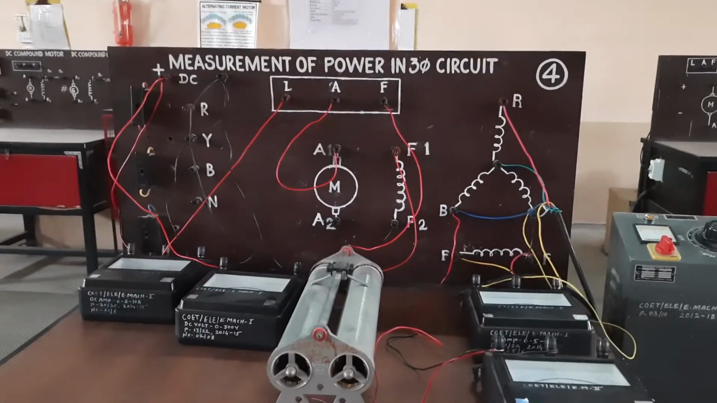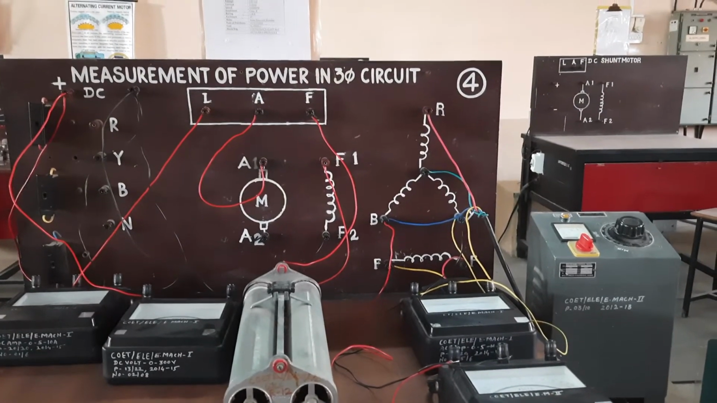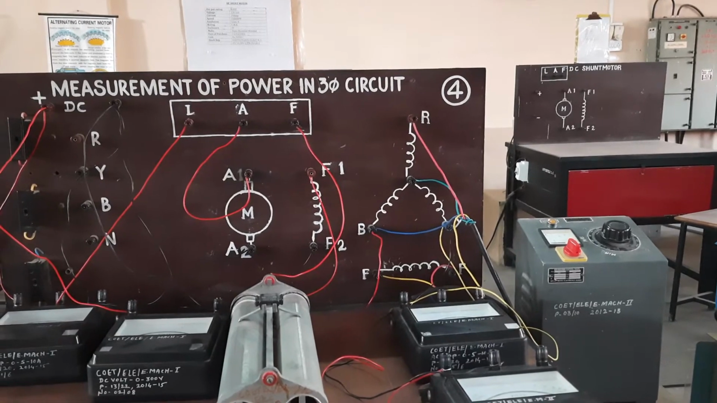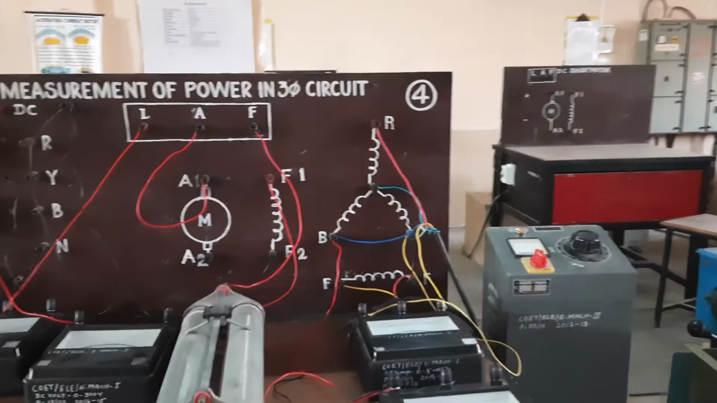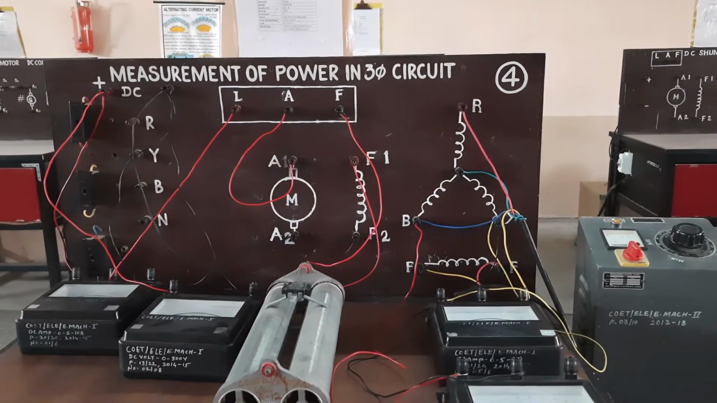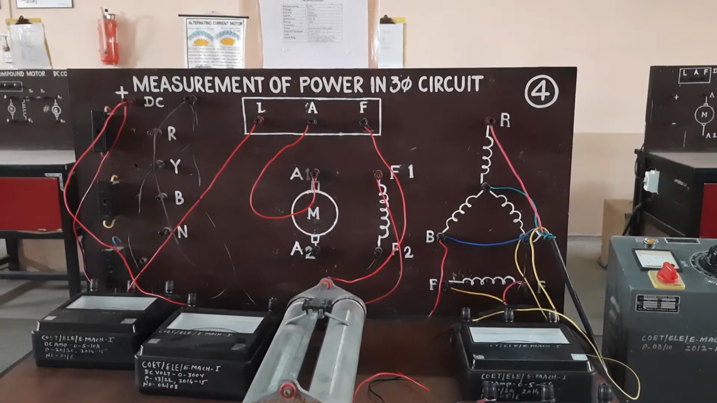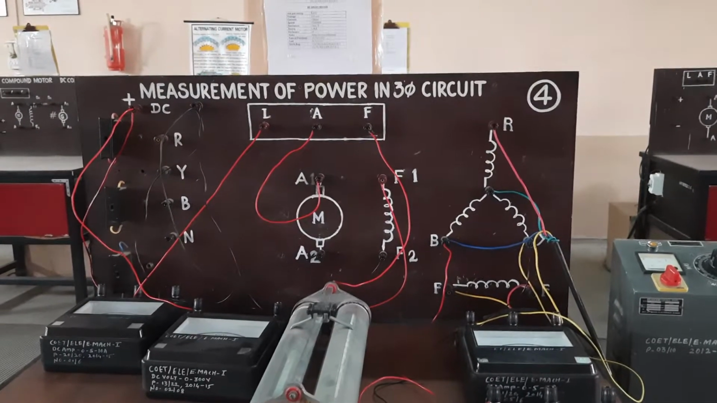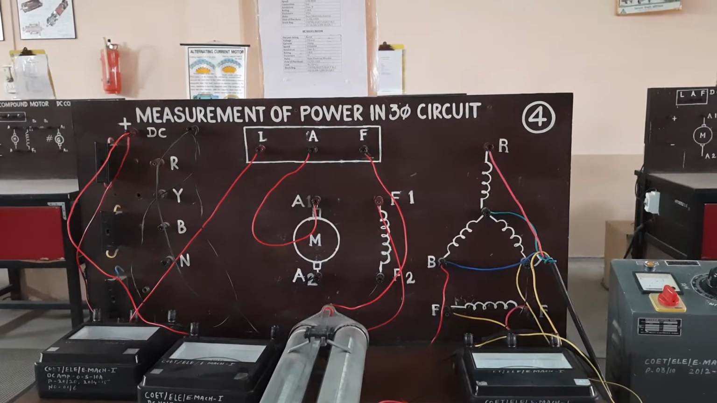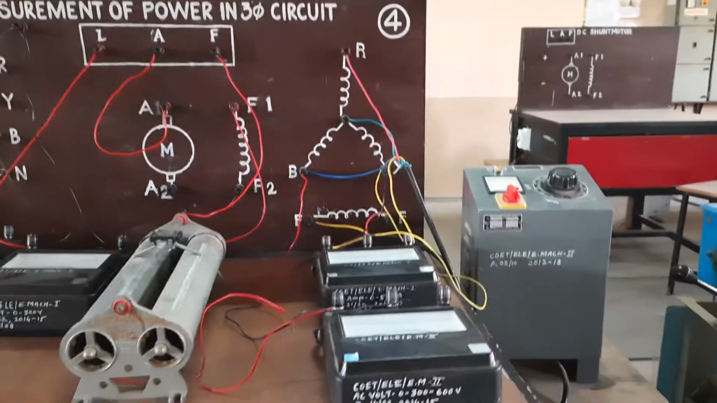Now we are going to perform a test on a three-phase alternator. The test is the zero power factor test, which is used to determine the voltage regulation by the Potier triangle method. The Potier triangle method needs three types of test. One is the open circuit characteristic, or open circuit test. Second is the short circuit test, that is the short circuit characteristic, and third is the zero power factor characteristic.